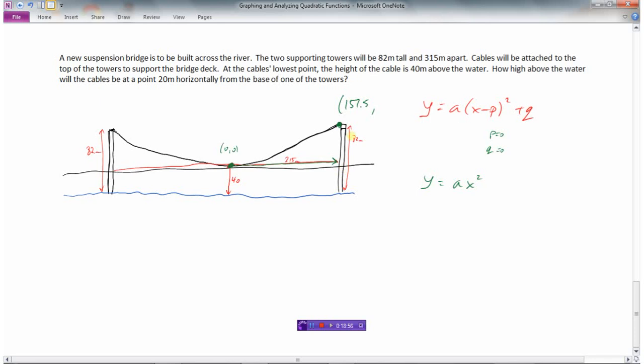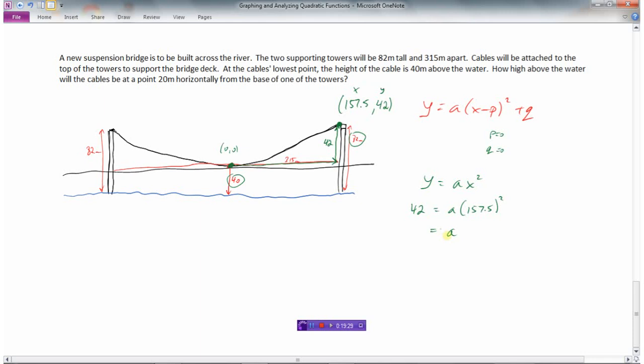well, it won't be 82, because 82 is the distance from the top of the tower all the way to the bottom. So the distance from here to here would be 82 minus the 40 meters that this bridge deck is above the water, or this cable at its lowest point is above the water. So this height will be 42 meters tall. So I now have an x value and a y value. And so I can enter the y value into my equation, and I can enter the x value into my equation.